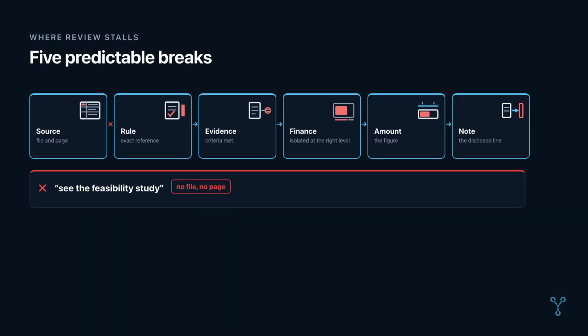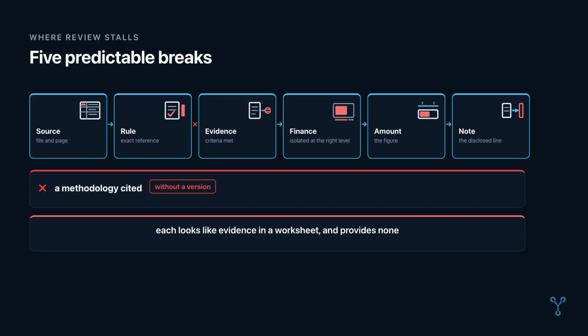An evidence reference that says "see the feasibility study," rather than naming a file and page, is a break. A criterion cited by sector name rather than by activity number is a break. An allocation percentage with no driver recorded is a break. A comparison design with no author and no date is a break. A methodology cited without a version is a break. Each of these looks like evidence in a worksheet and provides none. Record uncertainty rather than resolving it silently.